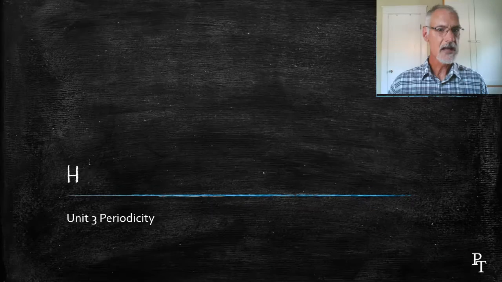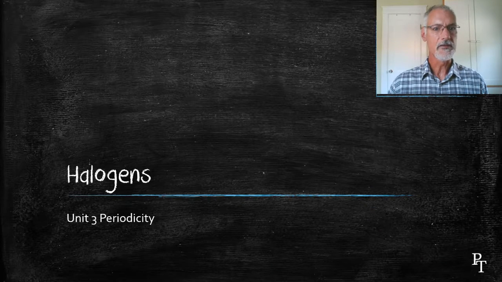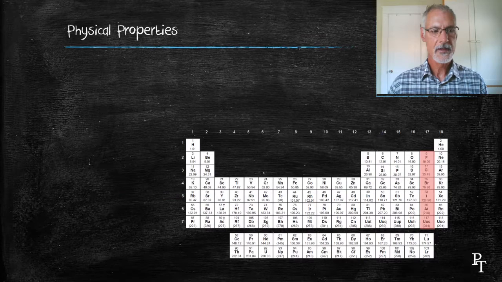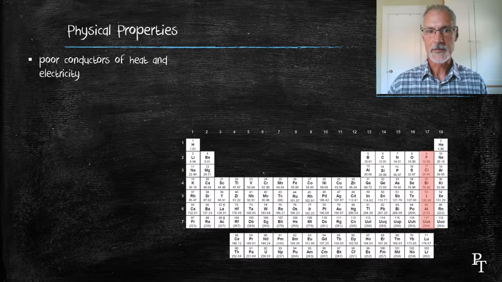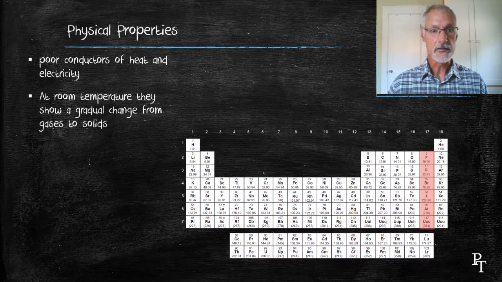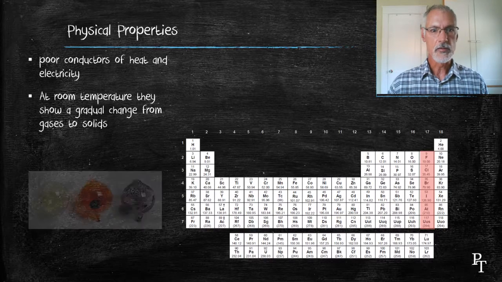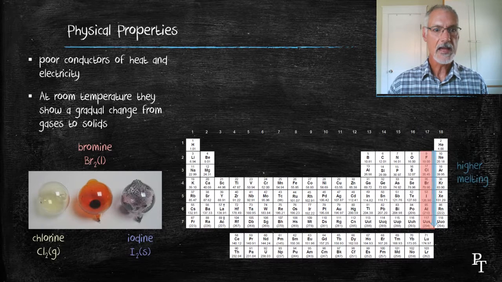Today I want to take a look at the halogens, also known as group 17 in the periodic table. Being nonmetals, they're poor conductors of both heat and electricity. They show a gradual change in their state. We start off with fluorine and chlorine existing as gases, bromine as a liquid, and iodine as a solid. That happens because as we move down the periodic table, there's a gentle increase in the melting point of the substance.